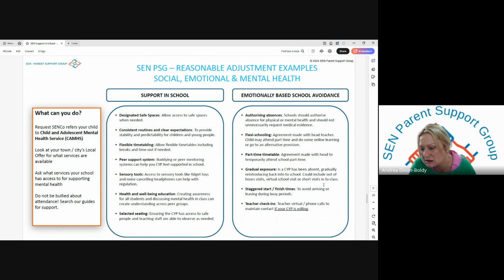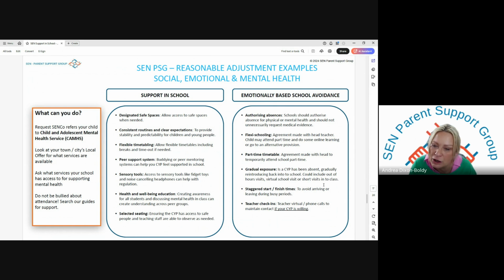The DfE guidance suggests that they should authorise absences where absence is genuine and there are no questions around the reason for those absences. Flexi schooling. It could be that your child could pick the favourite lessons and come into school for those particular days and then play catch up at home. They could have a part-time timetable with a similar process.